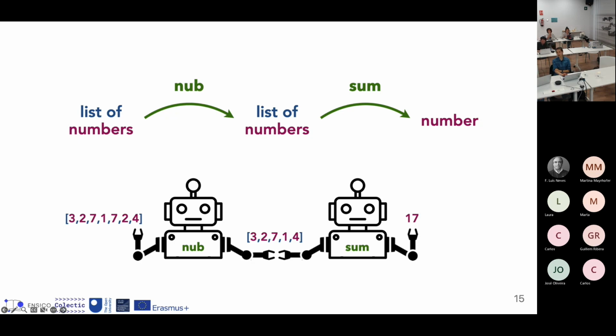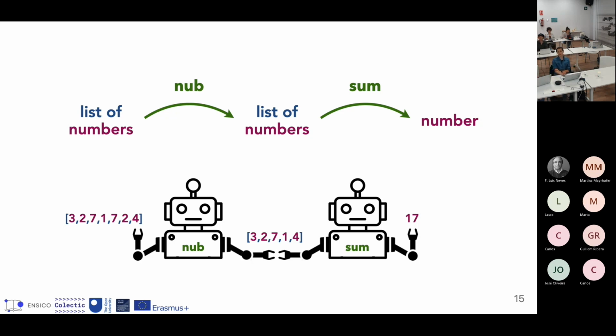And then nub is going to call his other friend robot sum, and sum is going to receive the output of nub and is going to produce the number 17, which is the sum of the distinct elements in this list. So if we compose these two transformations, we go from a list of numbers, namely 3 2 7 1 7 2 4, to a single number, namely 17. Okay?